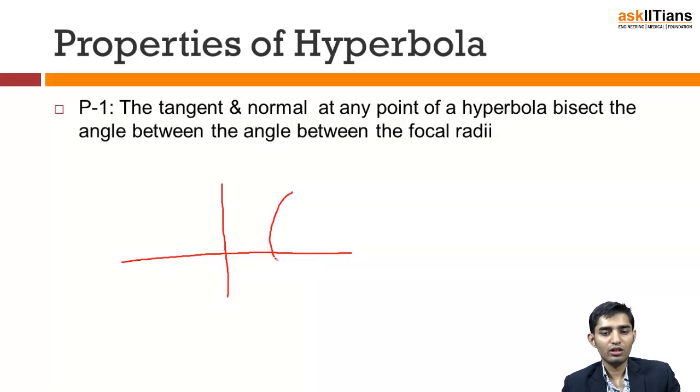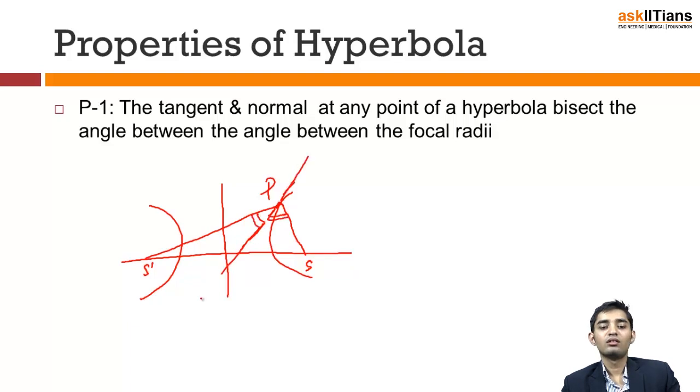Suppose this is the hyperbola. Okay, there is this point, this is any general point P. Now if I join this with both the focus, suppose this is S and this is S dash. Okay, so if I draw a tangent at this particular point P, it will be something like this. So this tangent will bisect this angle, that is S dash PS. Okay, so this angle will be bisected by this tangent. So this angle will be equal to this angle. This is the property, right?